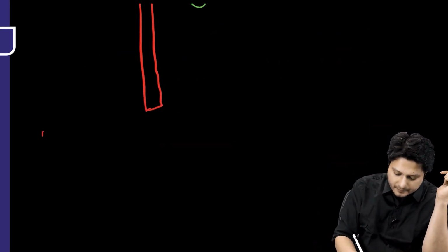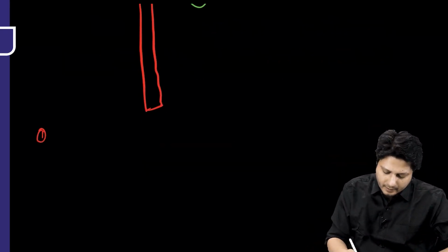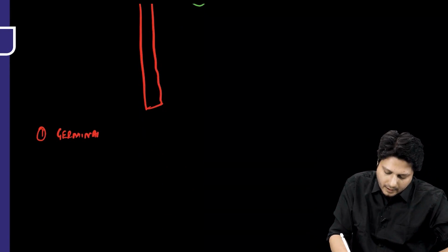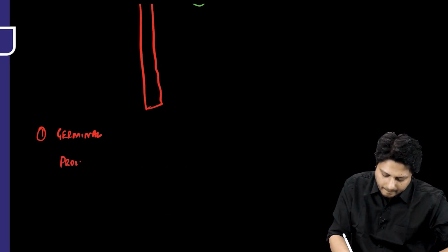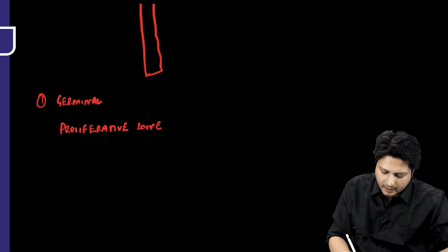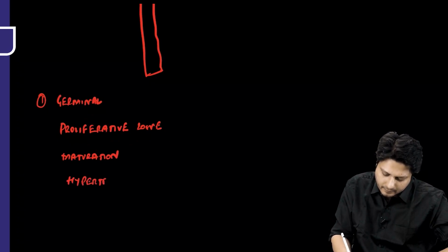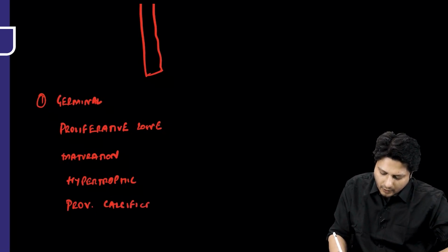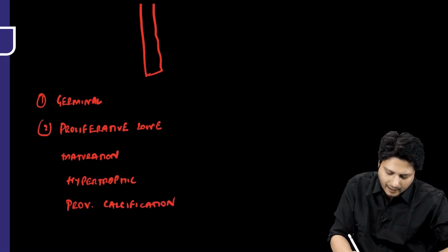Like, there will be the germinal zone, then the proliferative zone, then there will be a zone of maturation, then the hypertrophic zone, and finally the zone of provisional calcification. All right. So this is how these different zones of the growth plate are aligned.